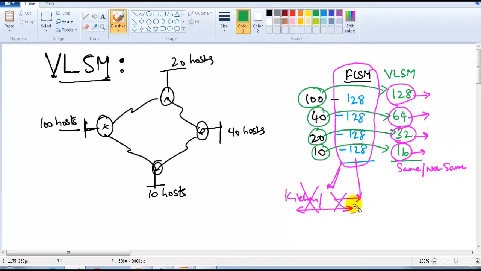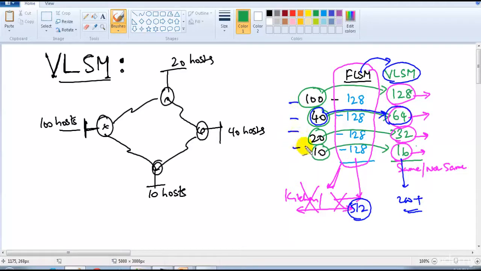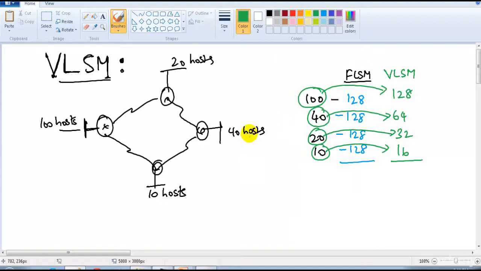Like in case of FLSM with 128, I got around 512 addresses required, a network size of 512. Here I can just use around 200 plus addresses. So VLSM is a method which will help you further reduce the wastage of addresses by dividing to the nearest possible size. Even though you have different requirements, we can still divide them in variable sizes. That's what we do in VLSM.